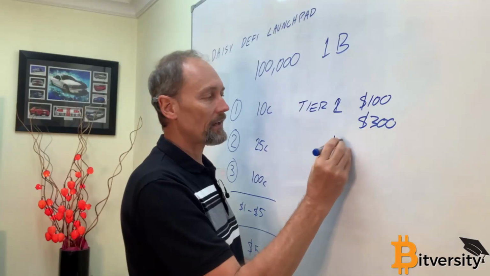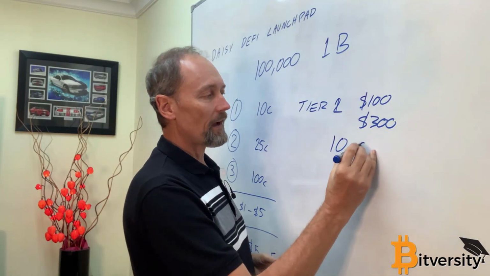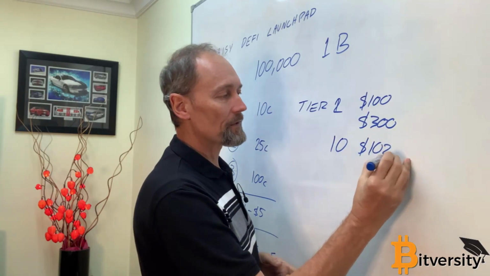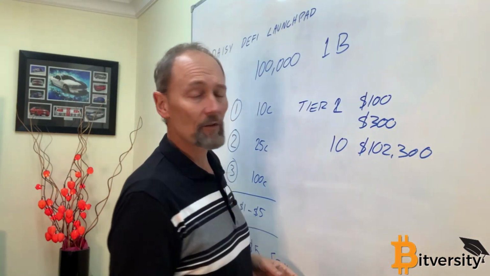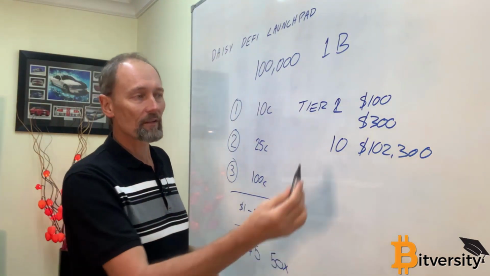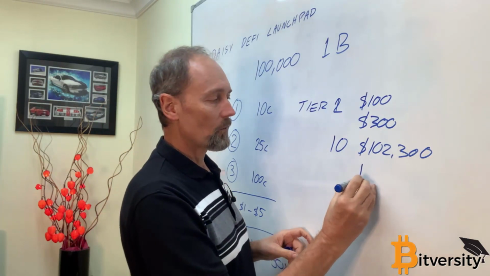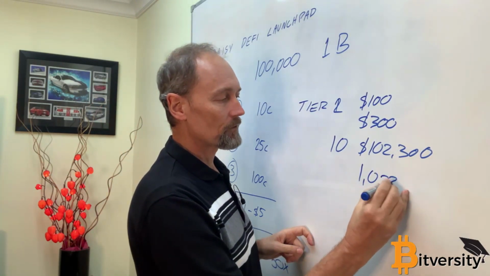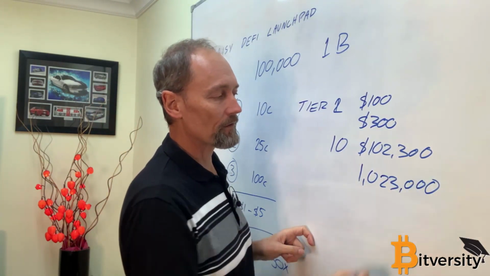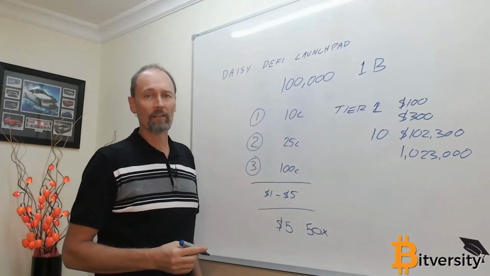If you're at tier 10, well, you have spent 102,300 on your tiers, and you would be allowed to purchase that same amount in tokens, which would give you 1,023,000 tokens at 10 cents.